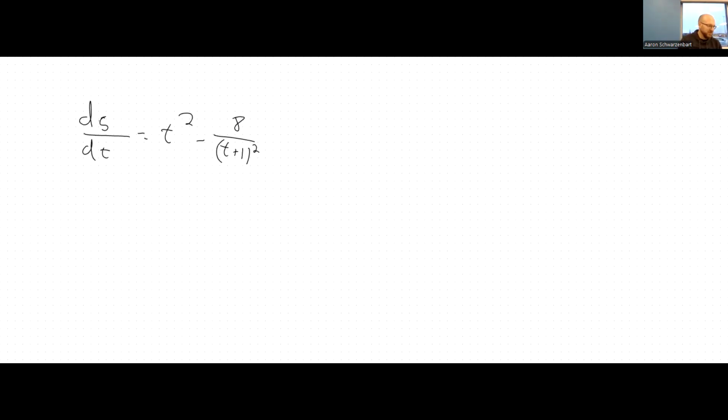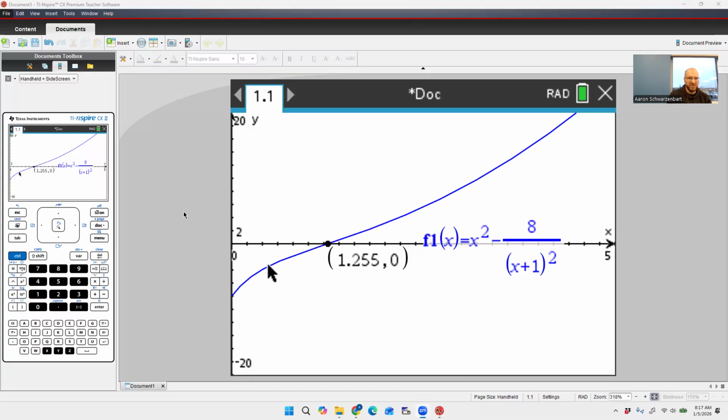Finding position from displacement. Oops, I didn't share that on the video. So this is the graph. Looks like that. Now I'll go back to our whiteboard.